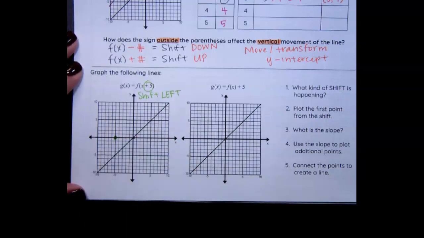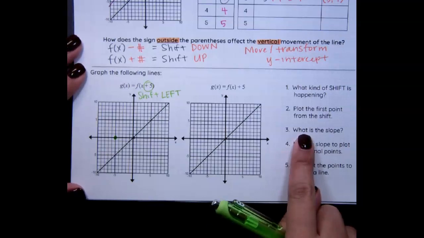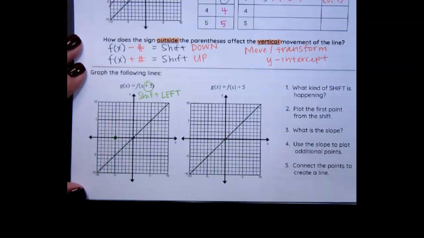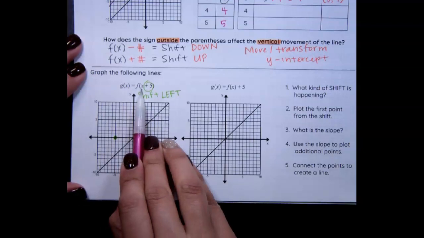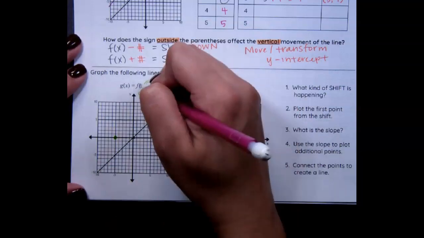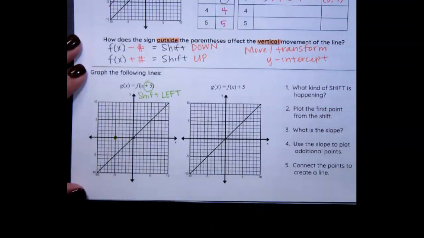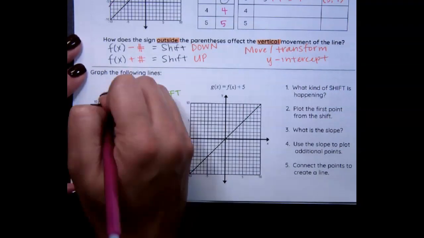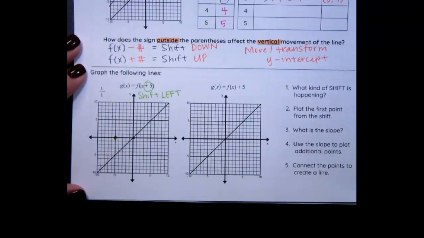Right there. So that is step 1 and 2. Then it says, what is the slope? Well, if I look at my function, the slope is always in front of x. We did that in the review example at the very beginning. Well, there's no number in front of x. So when there is no number in front of x, you imagine an imaginary 1. So if I have 1 over 1, that is my slope.